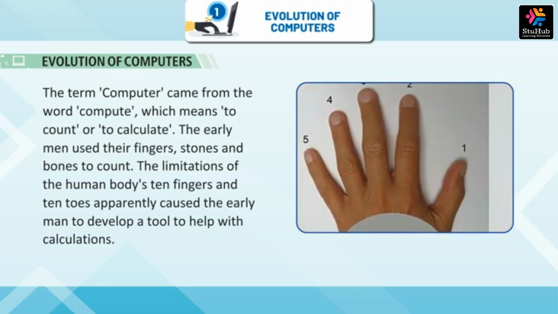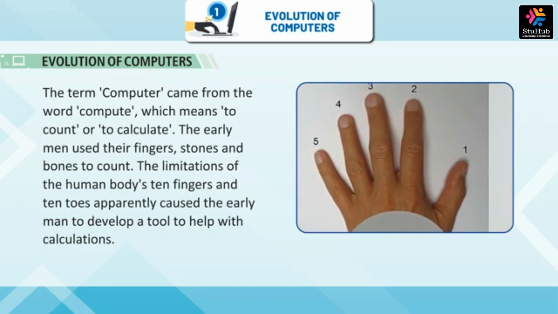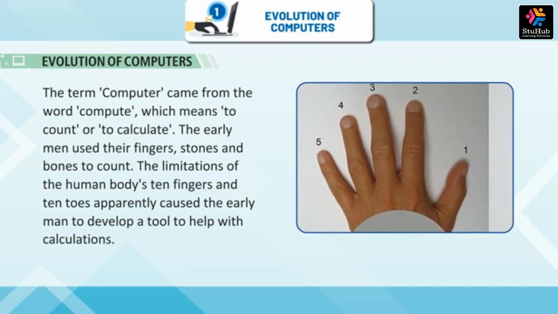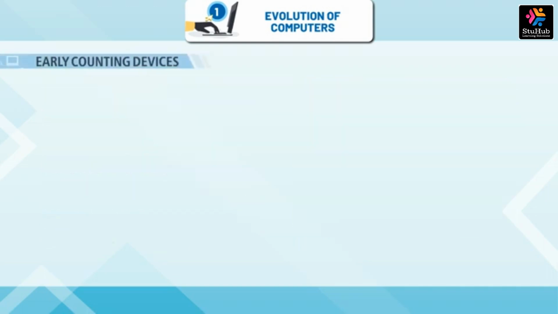The early men used their fingers, stones, and bones to count. The limitations of the human body's 10 fingers and 10 toes apparently caused the early man to develop a tool to help with calculations. Early counting devices.